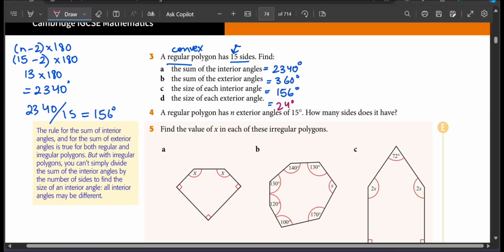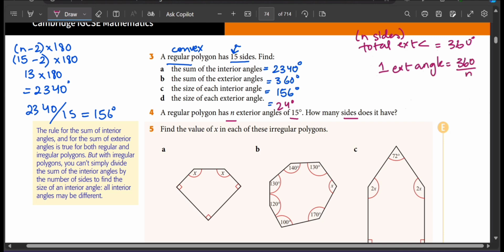For question number 4, a regular polygon has n exterior angles of 15 degrees. How many sides does it have? Okay, so we know that the total exterior angle is going to be 360 degrees. If the total exterior angle of n sides is 360 degrees, then for one exterior angle we can say 360 divided by n, because we will divide it by n.